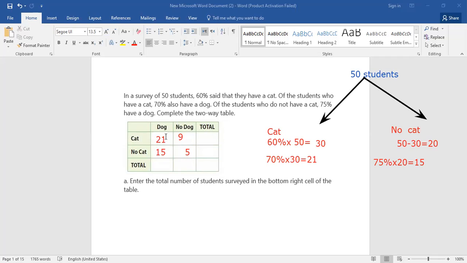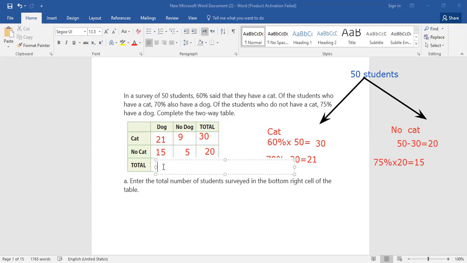Okay, now we want to find the total. Here, 21 and 9, it will be how many? We said that how many students have a cat? 30. Yes. And how many students don't have a cat? 20. Now we will add to find the total here.